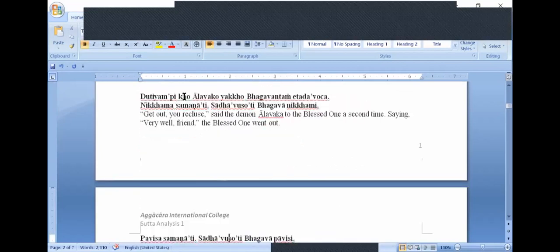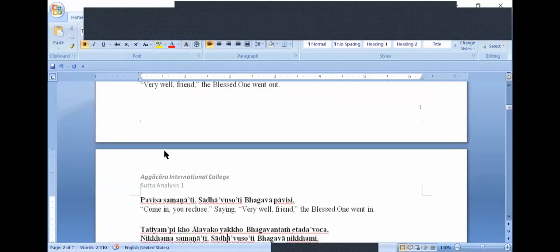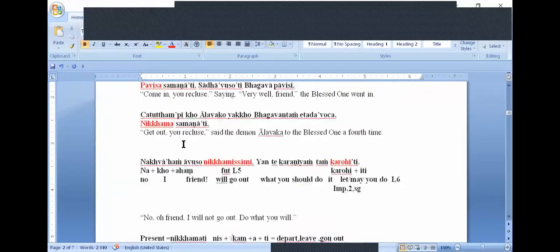Pavisa, imperative again, come in, samana, sādhāvuso bhagavā pāvisi. Then the second time, dutiyampi, Alavaka Yakkha said to the Buddha, etadavoca. He said to the Buddha for the second time. Alright, then he repeated again. Then finally, for the fourth time, he commanded the Buddha to get out. This means that the Buddha had already come in. He asked the Buddha to get out. Nikkhama, get out. Then the Buddha said, na kho ahaṃ āvuso nikkhamissāmi, I will not get out. You can see the na is put in front, right? So here, if you are going to write it, you can put like ahaṃ, okay, let's see. You can put ahaṃ, āvuso, na nikkhamissāmi.